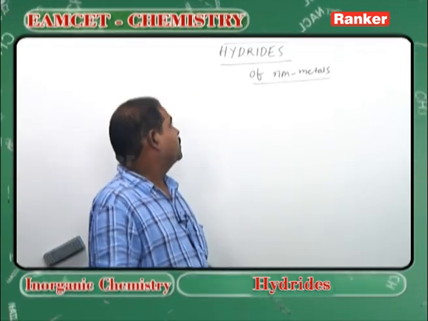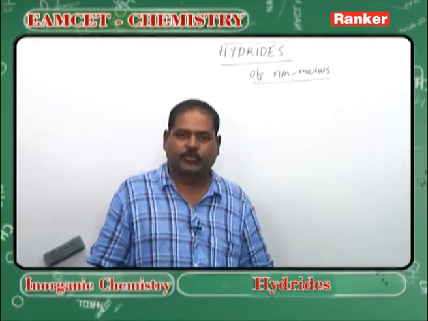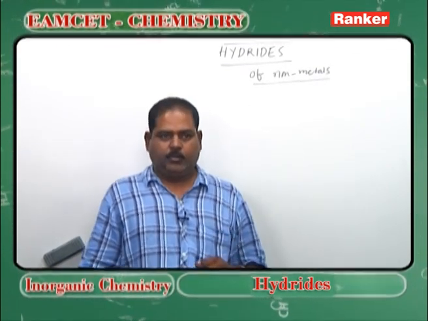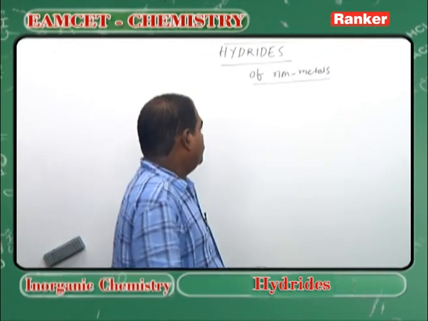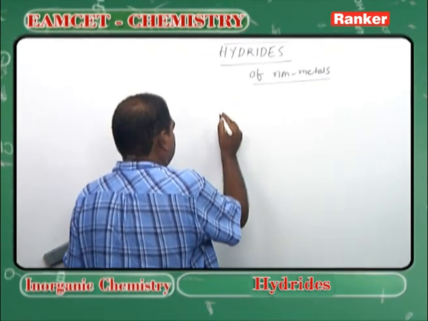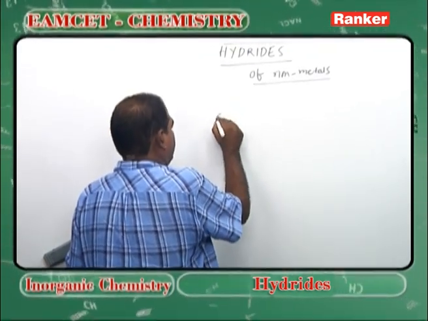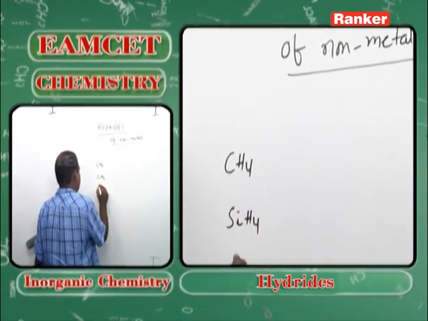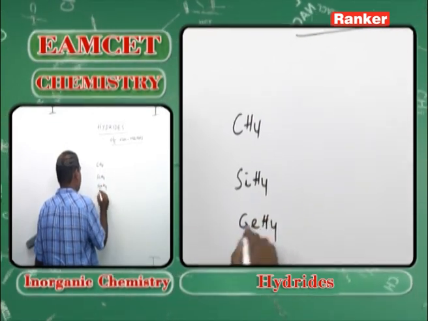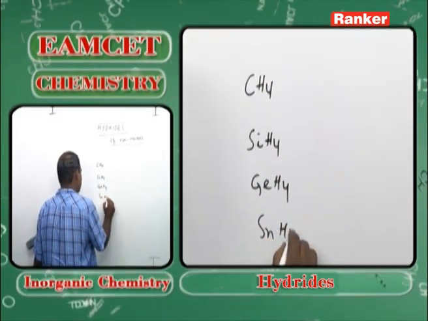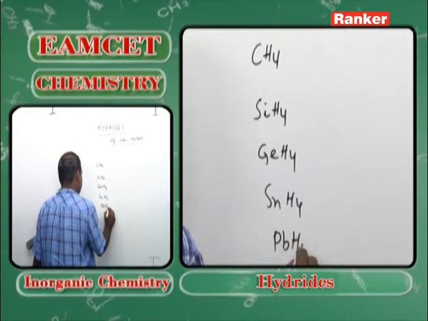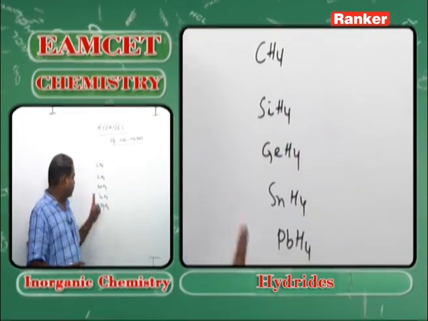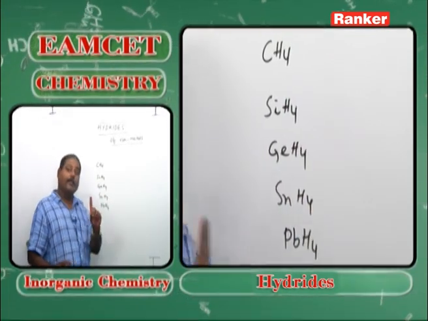Let us look at hydrides of non-metals. There are very interesting questions on this particular topic. Look at these hydrides of the fourth group: CH4, SiH4, GeH4, SnH4 and PbH4. Methane, silane, germane, stannane, plumbane.